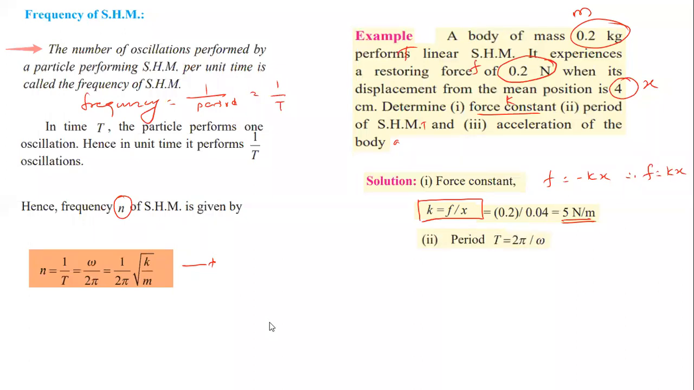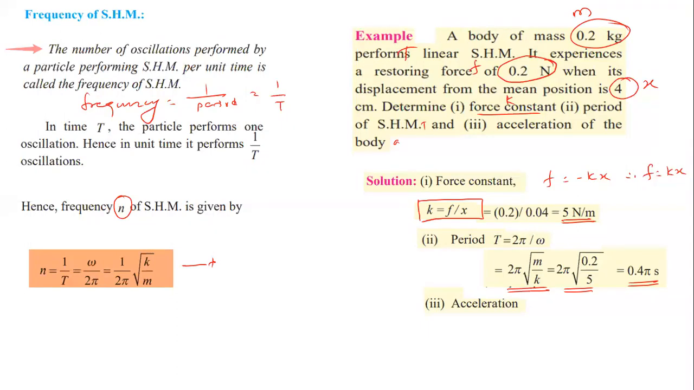Now next one is period. Period is given by the formula 2 pi by omega, or you can use this formula 2 pi under root m by k. Now m is given, k is given. We have to substitute, and after substitution we have to do the calculation. After solving this we get 0.4 pi. So this value is in terms of pi. So 0.4 pi second is the answer here.